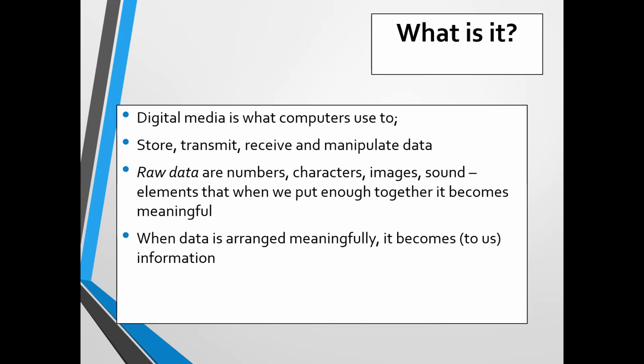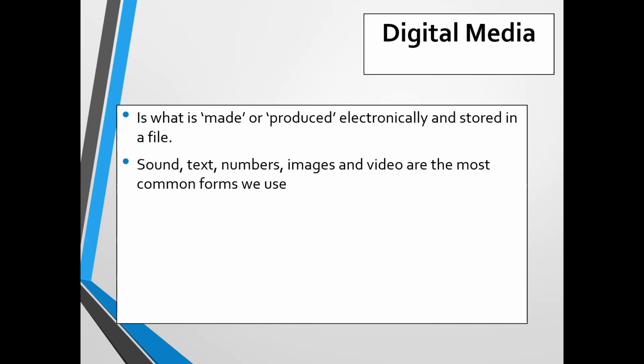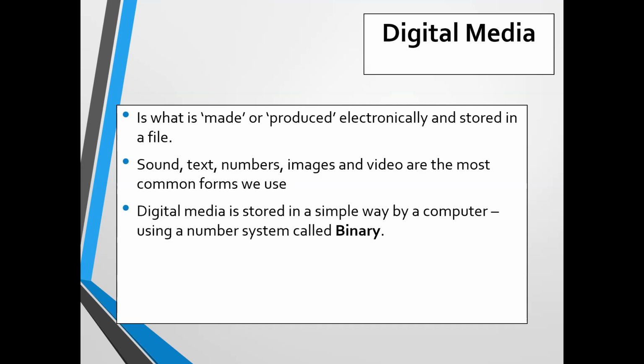Information is what we term as processed data, or data that now you'll have to attach some more detail to get meaning out of it. So when data is arranged meaningfully, it then becomes information, as we can be able to see, and it's really very common.